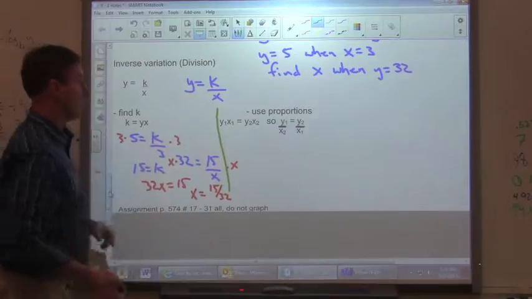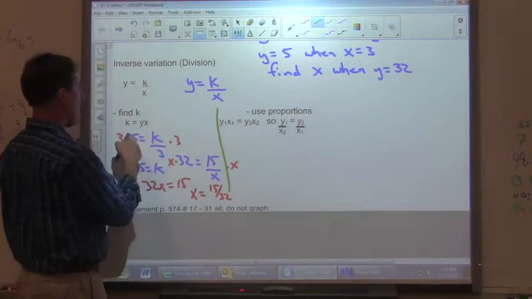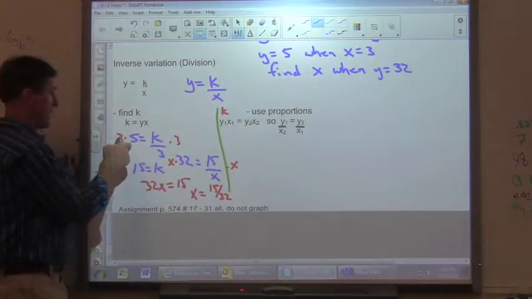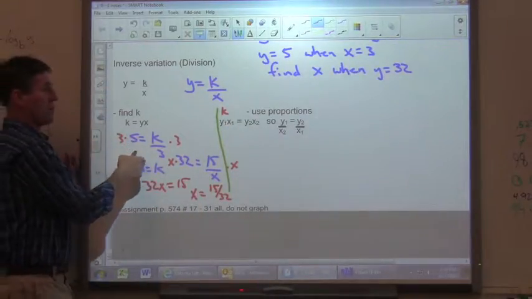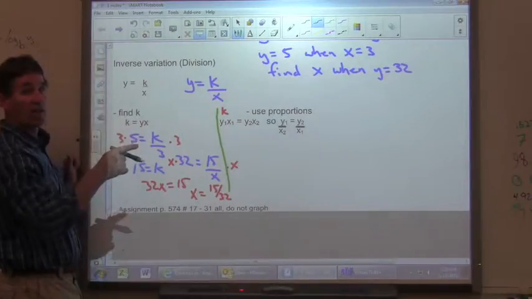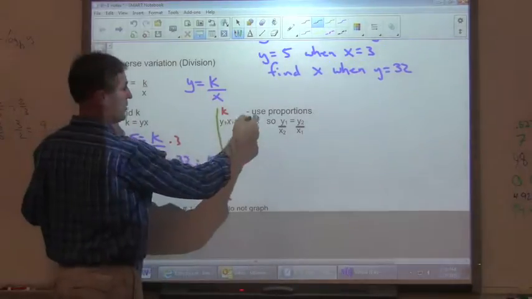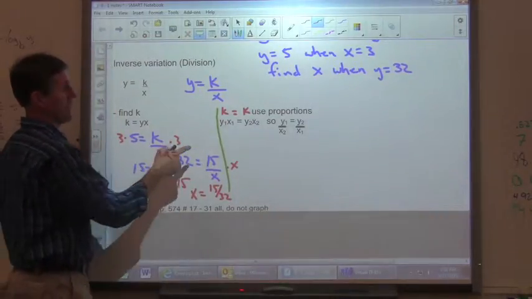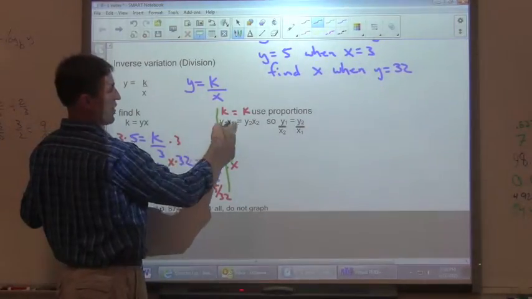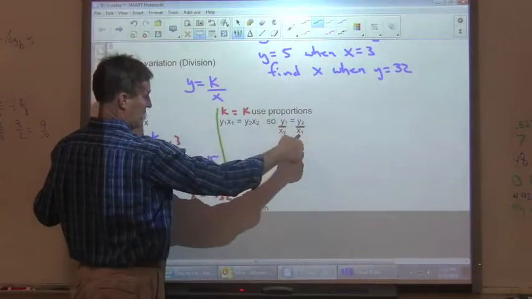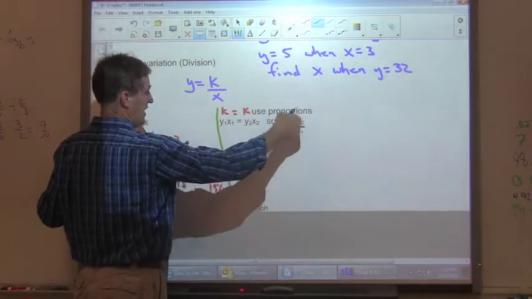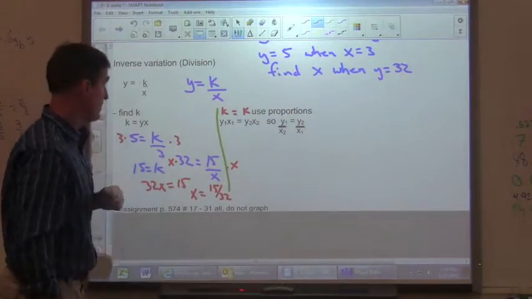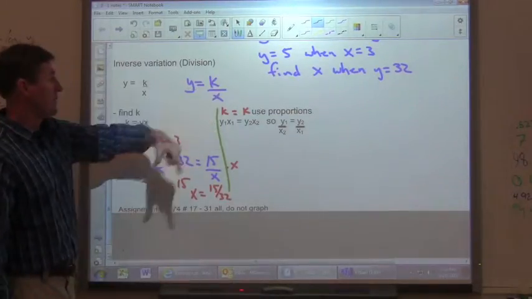Let me explain how the proportion works, because our k is y1 times x1, as we got here, 3 times 5. Well, remember, your k is constant throughout the problem, so our y2 and x2 also have to be k. And so now we can set that up as a proportion, because you cross multiply, the y1 and the x1 have to be opposite each other, and the x2 and the y2 have to be opposite each other. So now we can solve this problem.